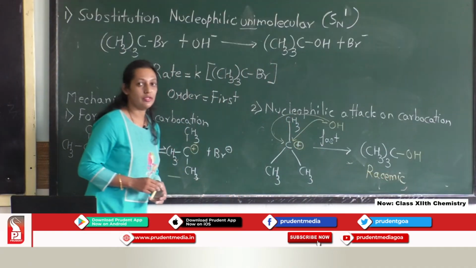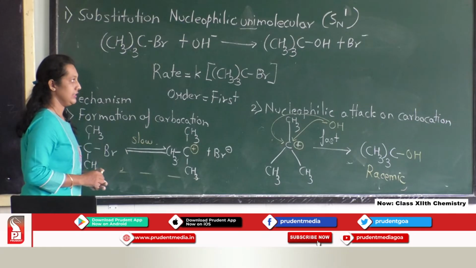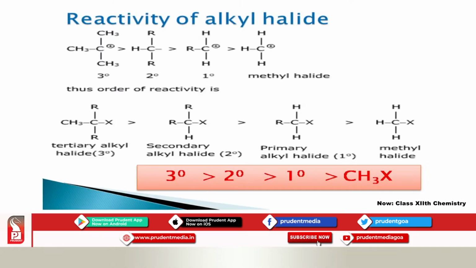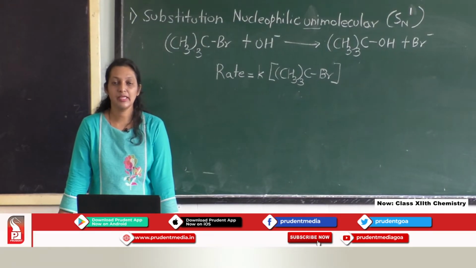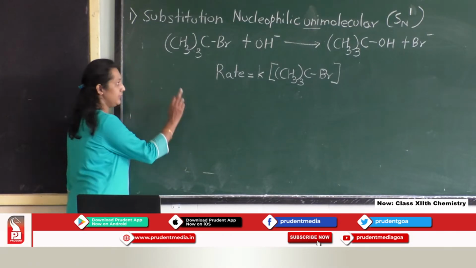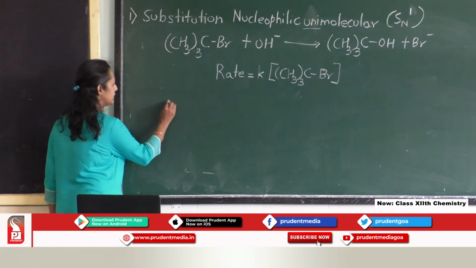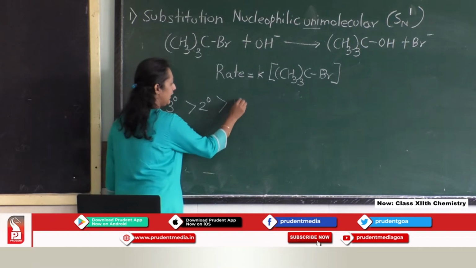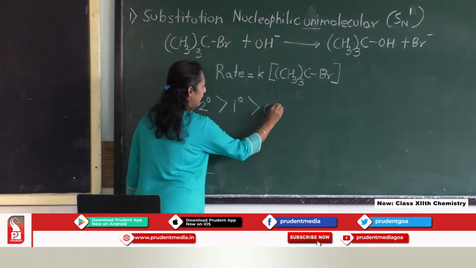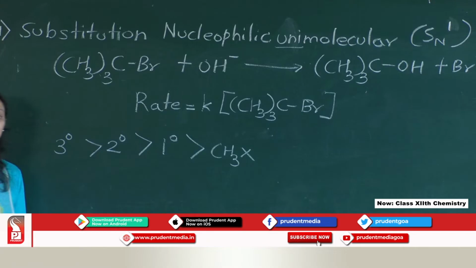So, this is about the SN1 mechanism. Same way we are going to see the reactivity of alkyl halide. Since tertiary carbocations are stable, the reactivity of tertiary halides is more. So, the order of reactivity in case of SN1 reaction is tertiary alkyl halide, secondary alkyl halide, primary alkyl halide and methyl halide. It is just opposite to the SN2 reaction.